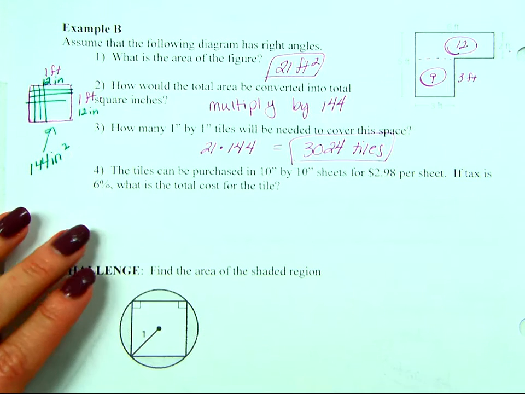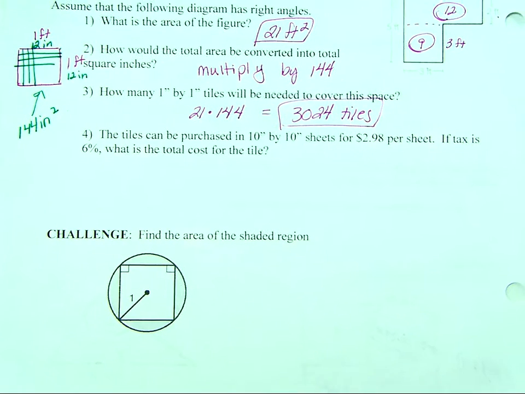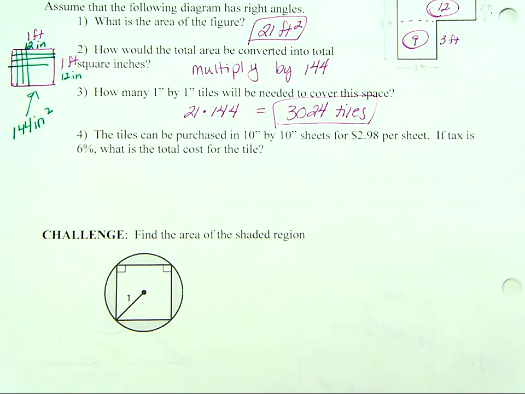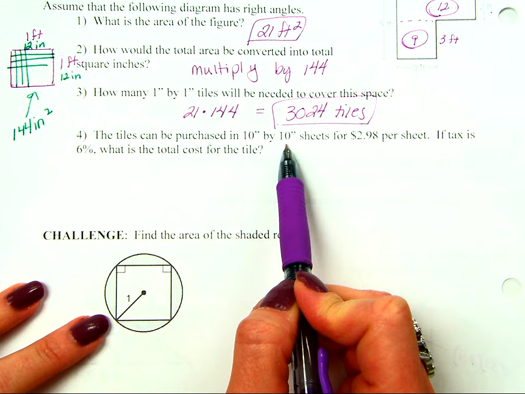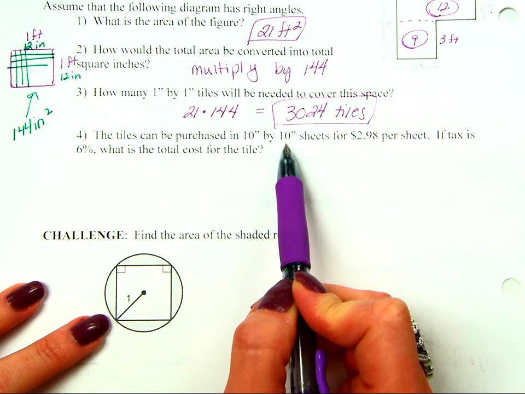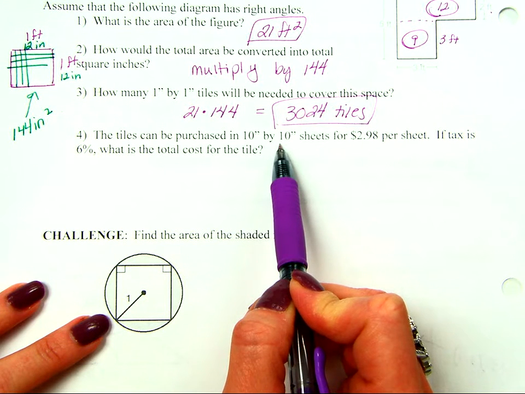In question 4, we're given a new question. We're going to go shopping. We're going to go to Menards, and it says that the tiles can be purchased in 10-inch by 10-inch sheets for $2.98 per sheet. If the tax is 6%, what is the total cost for the tile? Well, if I have a 10-inch by 10-inch sheet, how many tiles are on that sheet? Well, 10 by 10, that would be 100 tiles, correct?